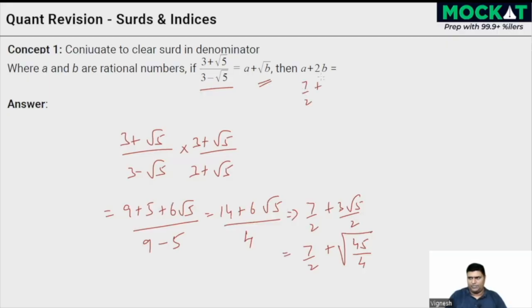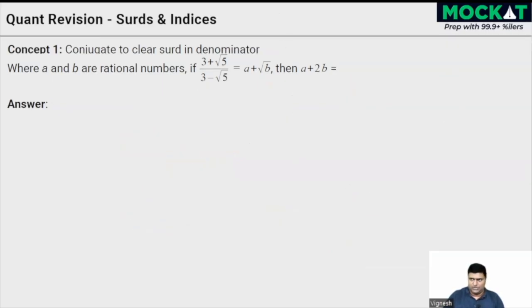So 7 by 2 plus 2 times 45 by 4 is what is asked. So that's nothing but 7 by 2 plus 45 by 2. LCM is 2. 7 plus 45 is 52, 52 by 2 comes to 26. 26 becomes the answer for this question. Conjugate is what we work with. Two concepts over here: if it's given in the root b form, we need to understand that whatever's outside, the constants, take them inside the square root. Okay, going to the next one.